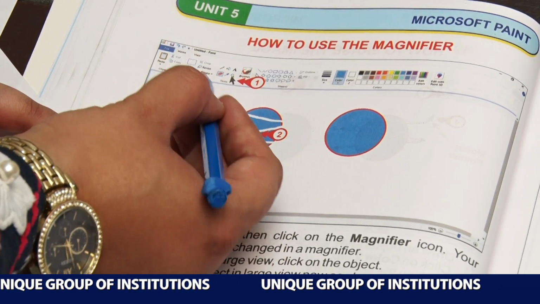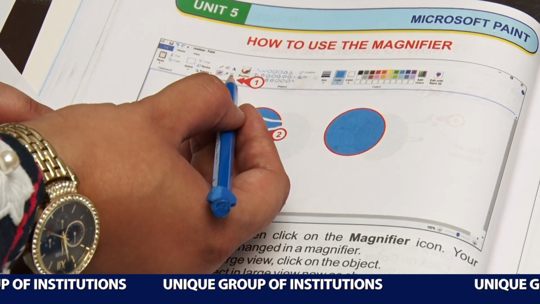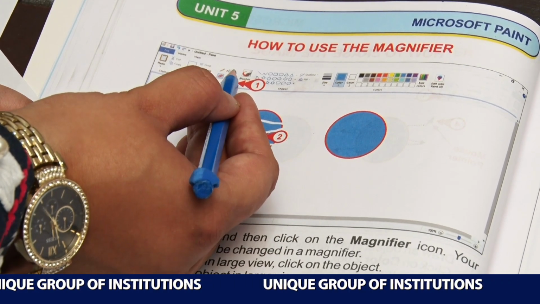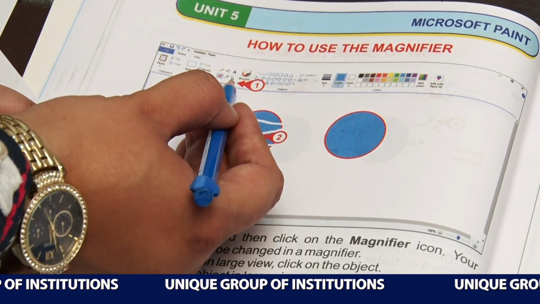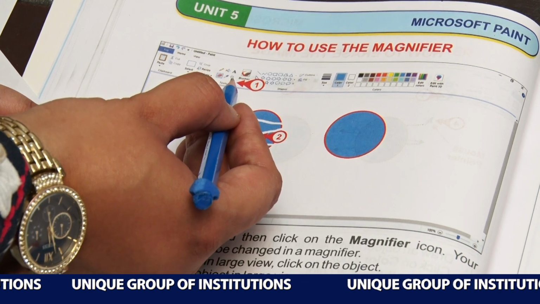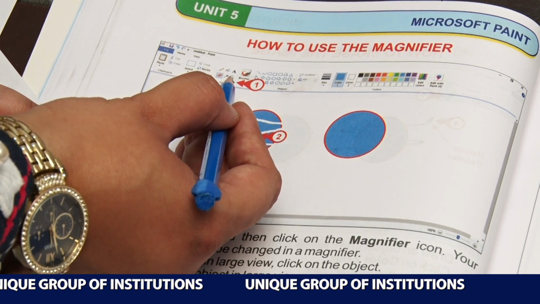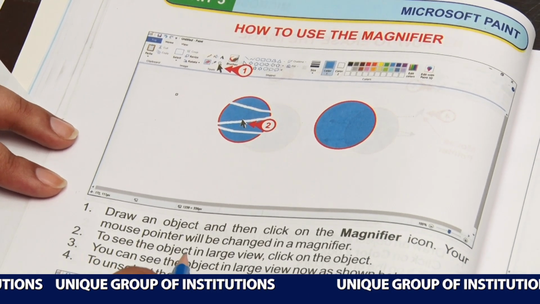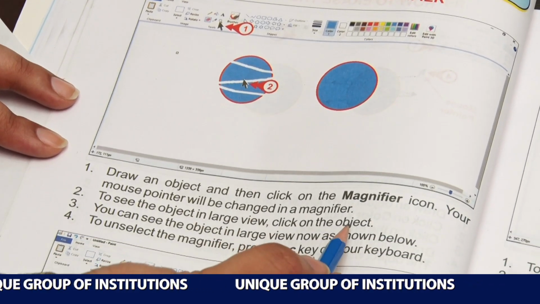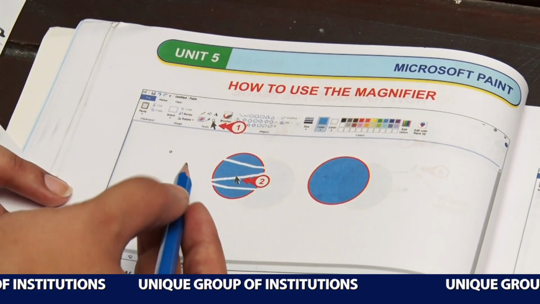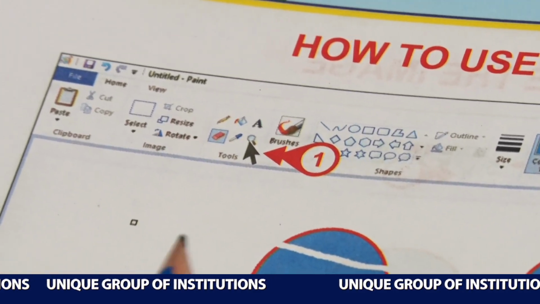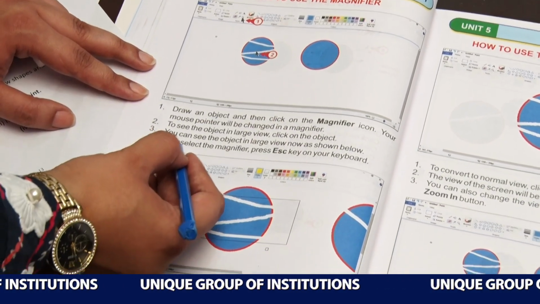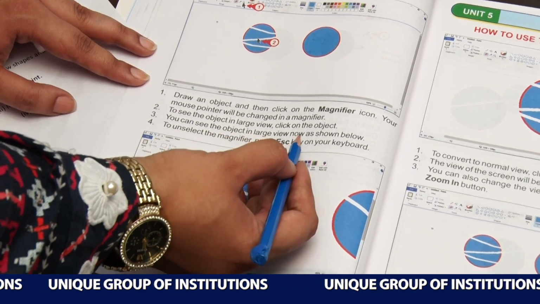Again, look at this box where these icons are. You can find a magnifier icon just below the text box icon. Okay, this is your magnifier icon and you can find the picture of a magnifier on it. Next, to see the object in large view, click on the object. When your cursor changes into a magnifier icon, you can drag it to the picture and click on it. You can see the object in large view now as shown below.